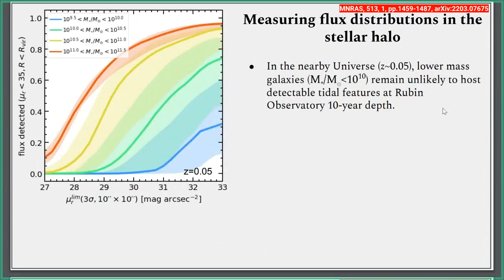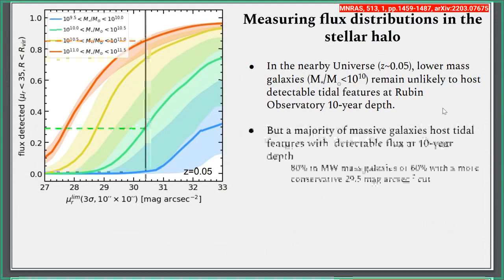So here I'm showing you the fraction of detected flux within these tidal features as a function of the limiting surface brightness of the survey. In the nearby universe, galaxies less massive than 10 to the 10 solar masses, basically this blue line here, are unlikely to host any detectable tidal features that Rubin will be able to access, and that's at the 10-year depth of the observatory.